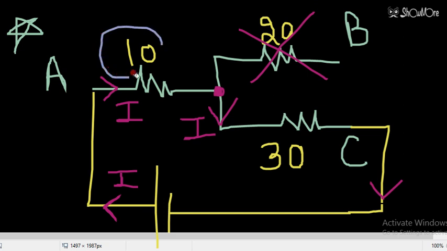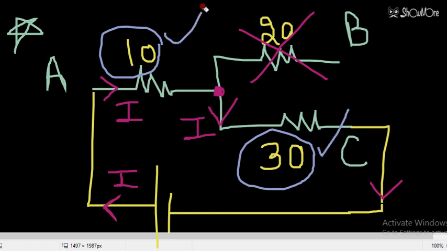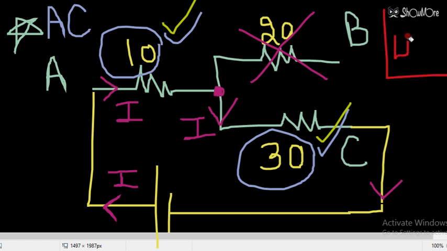that this 10 ohm resistance and this 30 ohm resistance are in series combination. So when I have to find the resistance between point A and point C, then my answer for this question will be 10 ohm plus 30 ohm. So 10 plus 30, my answer will be 40 ohm for this particular question.